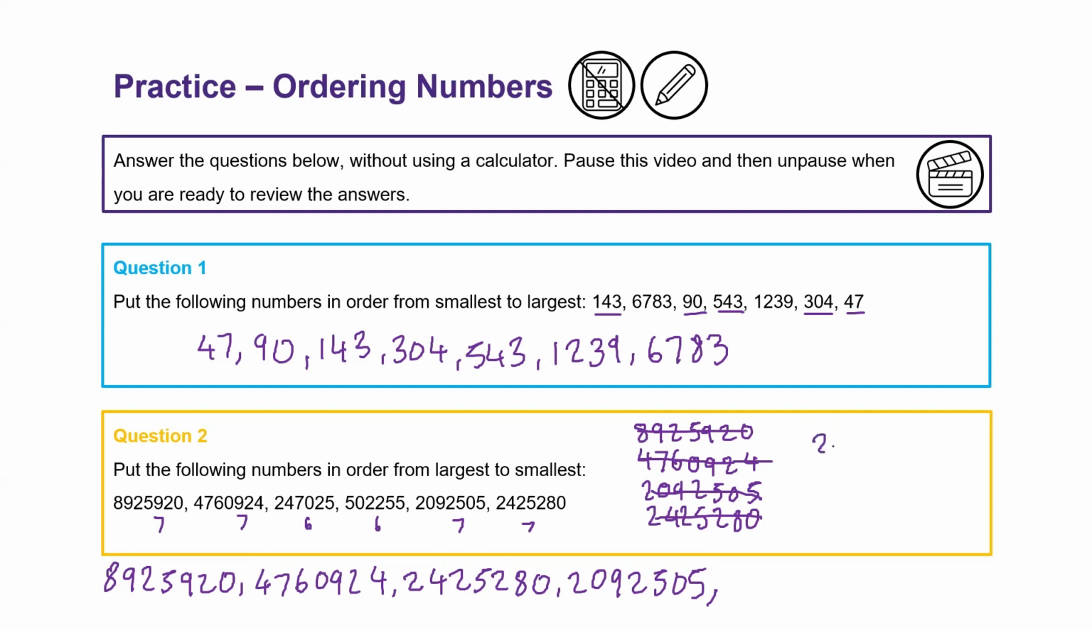There are only 2 of them, and I can kind of spot which one is smaller, but I'll write them up anyway, just so I can show you. Here they are. If I'm looking for the next biggest one, it's the one that starts with a 5 instead of a 2. So it's 502255. And then 247025. And that is the whole list in order.